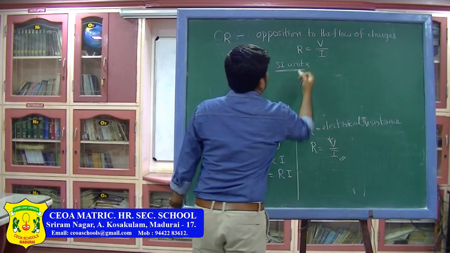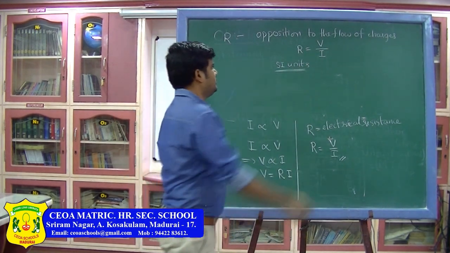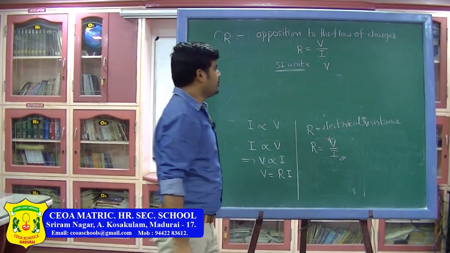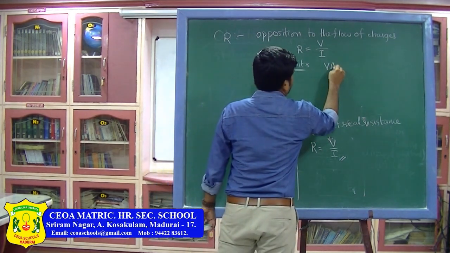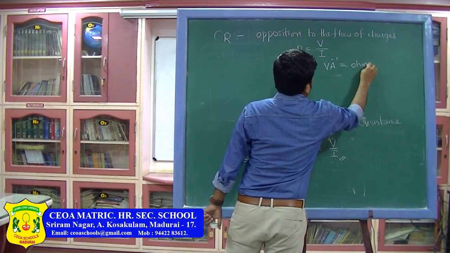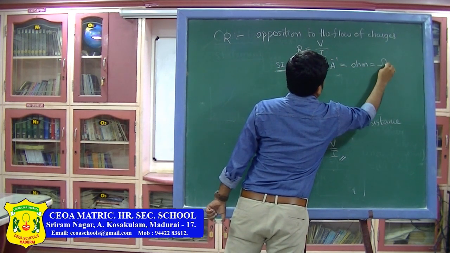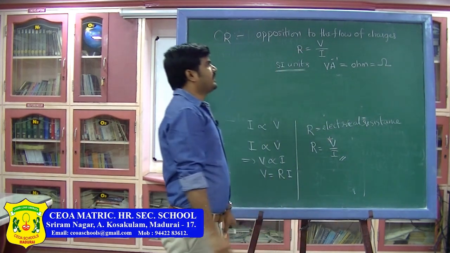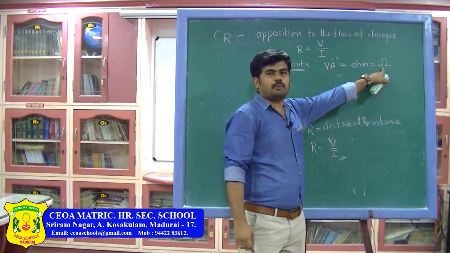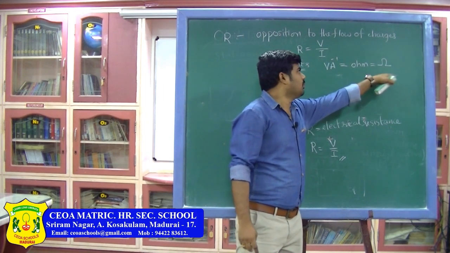SI units. We know the SI unit of potential difference is volt, and for electric current it is ampere. So, volt per ampere, which is also known as ohm. Symbolically you can write omega. So, this is the SI unit of electrical resistance, volt per ampere, which is also known as ohm, named after the scientist Georg Simon Ohm.